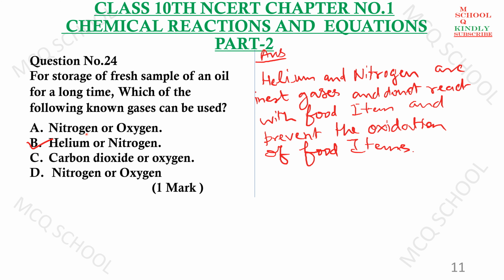The correct answer for this is helium or nitrogen, because helium and nitrogen are inert gases and they don't react with the food item and prevent its oxidation, because oxidation damages the food quality during storage. And in the case of A, C and D, oxygen is already written, so that is not good for storage.